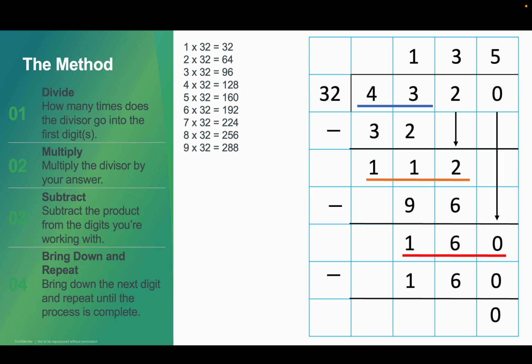Step 2. What is 5 times 32? This is 160, which we write underneath the original 160. We then subtract to find any remainders. Our calculation would end here as we have no remainders and nothing left to bring down.